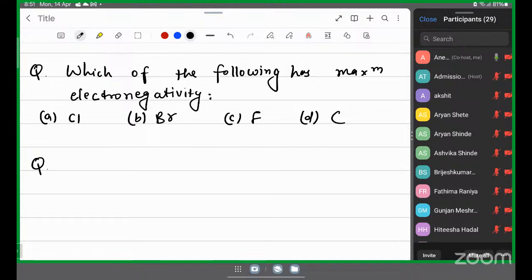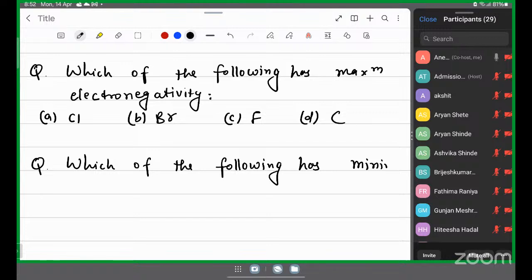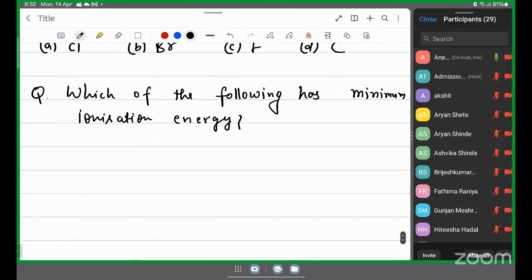Which of the following has minimum ionization energy? Options are F, Cl, Br, I.